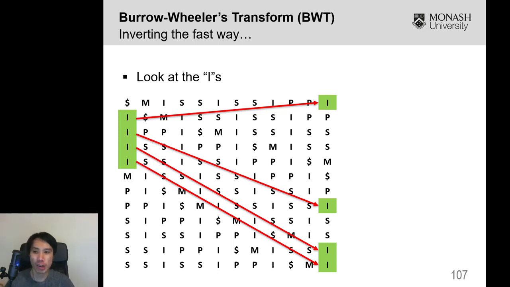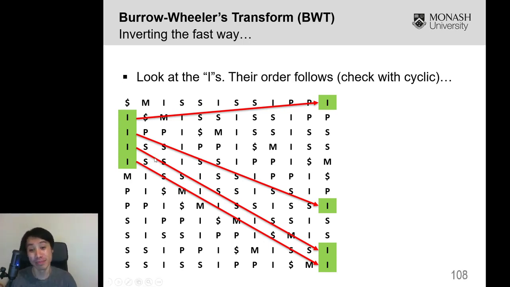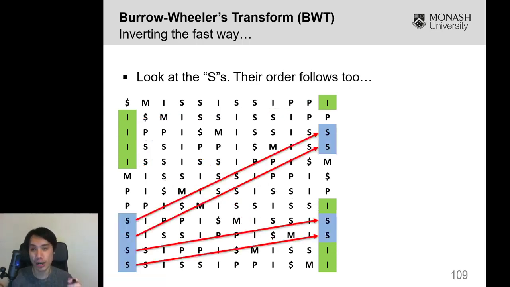You realize the order of your I's in the first column is the same as the order of your I's in the last column. Their order actually follows because of the cyclic property. The cyclic property ensures stability. It's the same for the S's: S followed by I, S followed by I, S followed by S, S followed by S. It is the same thing.